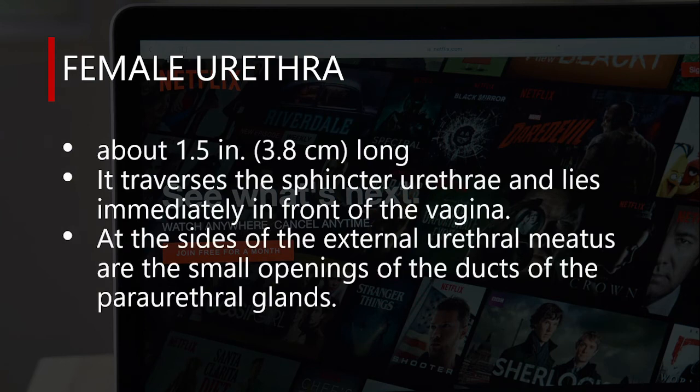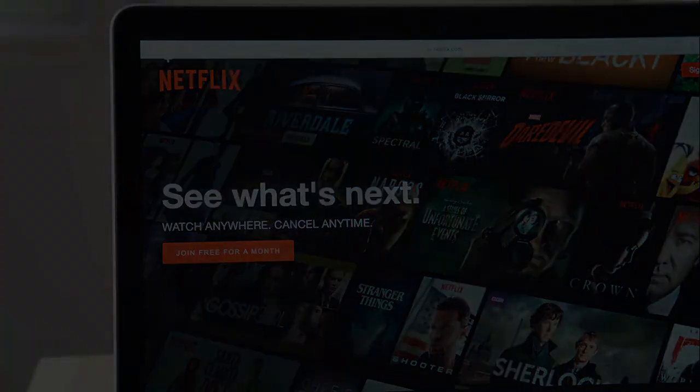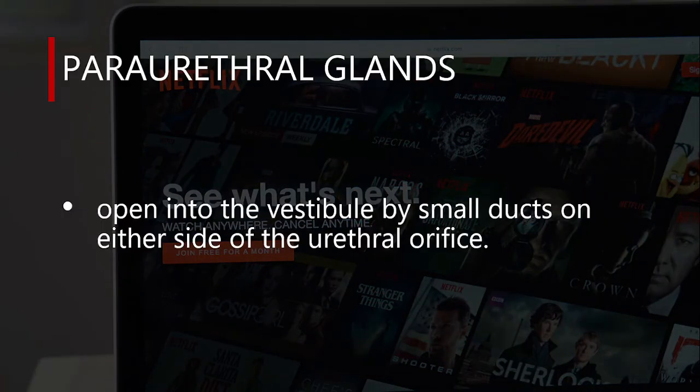Female urethra. It is about 1.5 inch or 3.8 centimeters long. It traverses the sphincter urethrae and lies immediately in front of the vagina. At the sides of the external urethral meatus are small openings of the ducts of the paraurethral glands. The paraurethral glands open into the vestibule by small ducts on either side of the urethral orifice.